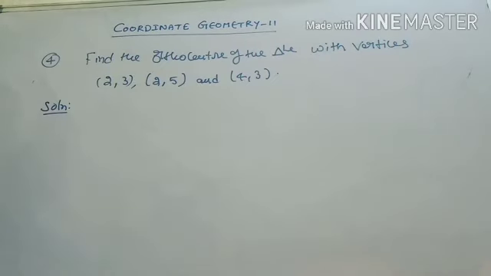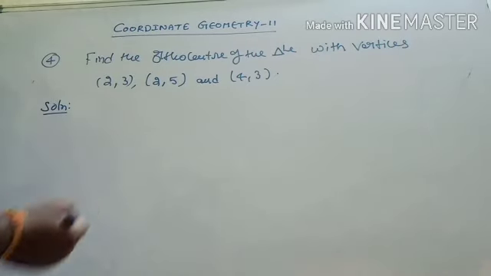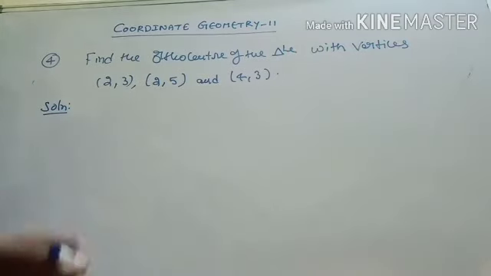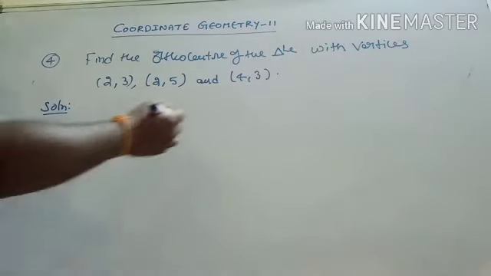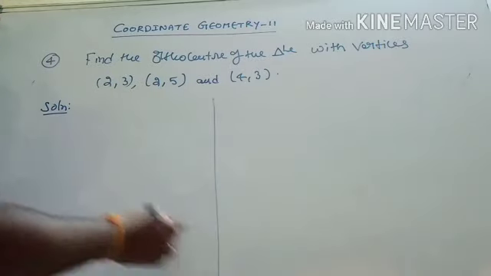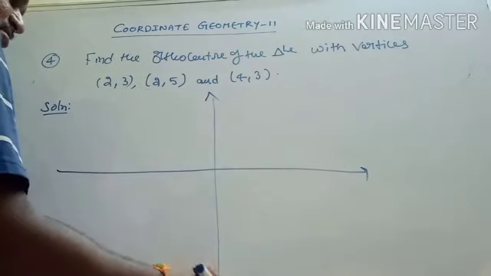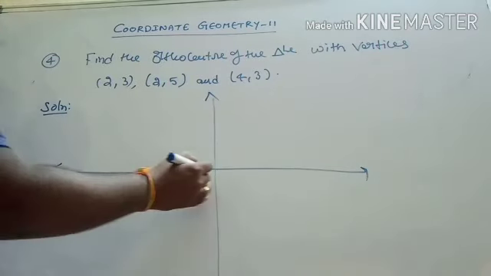Now the fourth problem, find the orthocenter of the triangle with the vertices 2 comma 3, 2 comma 5 and 4 comma 3, right? You see, my dear students, how we are going to do this particular problem. Let us try to draw this graph first. Let us locate these points, how they are going to be.